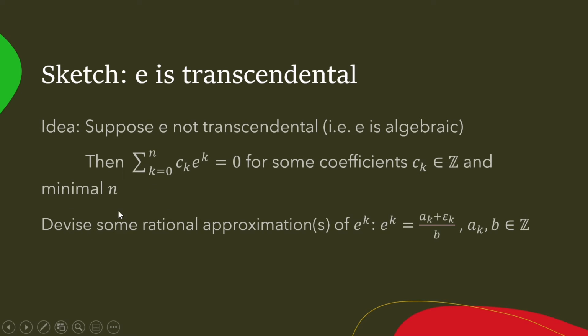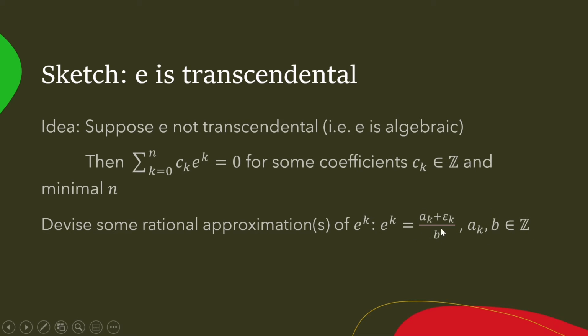And then what we'll do based off of that is devise some rational approximations of these powers of e in some way or another. We're not going to elaborate here, but of course we'll go into the details when we do the proof. We'll express these rational approximations of e to the power k as a sub k over b. That'll be the rational part. And then there's going to be some leftover error, epsilon sub k, also over b. So b is going to be a common denominator for every k, the same denominator. And a sub k and b are all going to be integers.